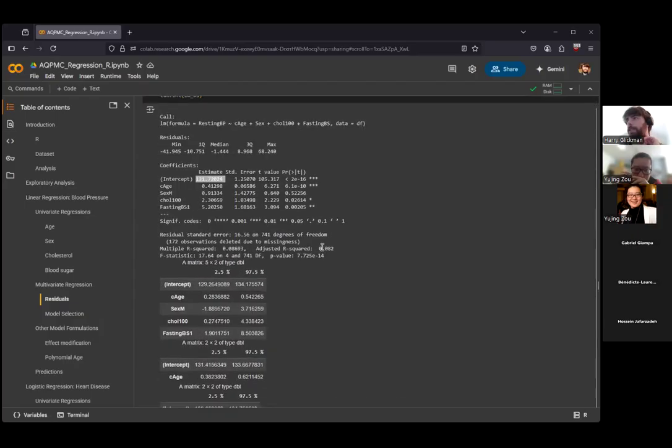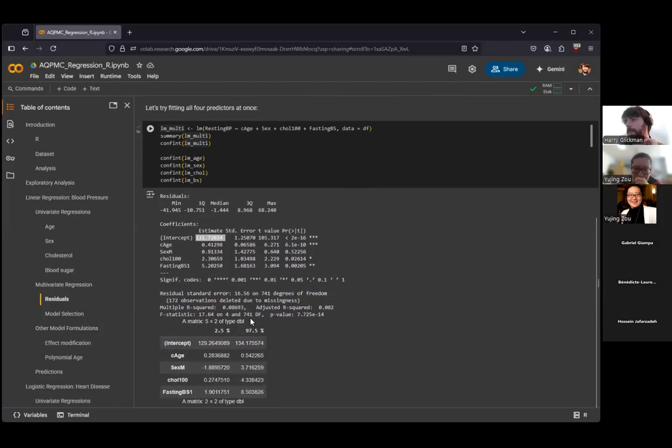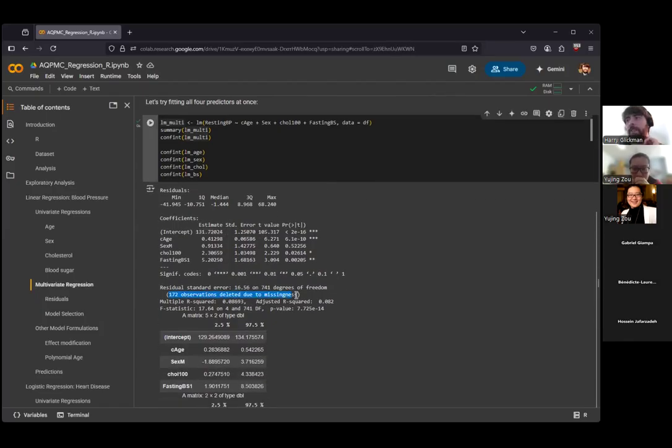Oh, there's one more thing I wanted to mention, which is 172 of the observations were deleted due to missing values. So we told R that 172 people had missing values of cholesterol. And R can't do anything with these people because it needs the value to estimate the effect. So it just deletes them, which often is going to be a problem for you.